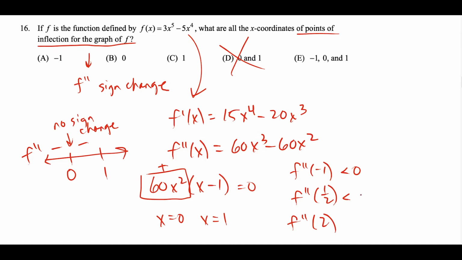But now if you plug in something like 2, notice 60 times 2 squared is positive. 2 minus 1 is positive, and a positive times a positive is positive. So I have a point of inflection at x equals 1. So that tells us, what are all the x coordinates where we have a point of inflection? I'll just abbreviate, at x equals 1. So that is our answer, choice C.